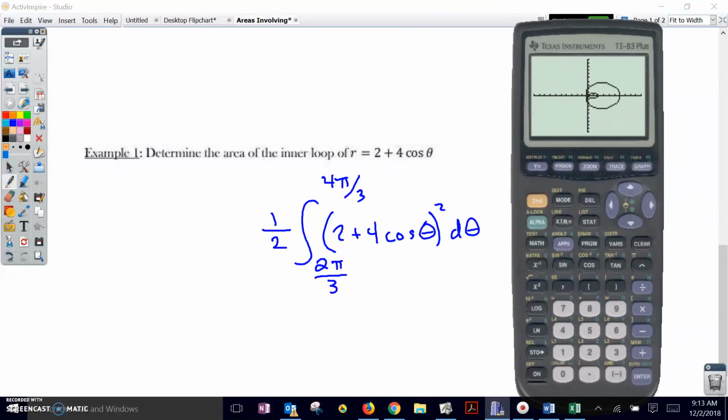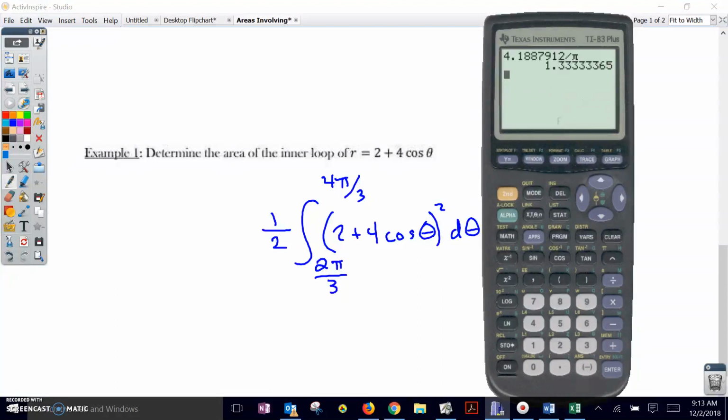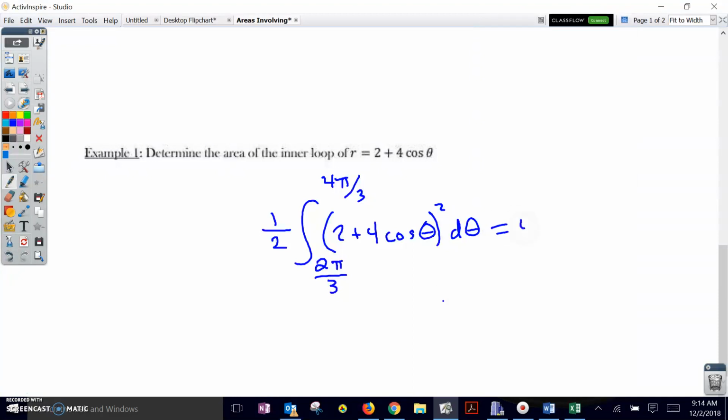Okay, now we have our integral set up. So in order to find the area inside this inner loop, I'm just going to go ahead and integrate this. So the integral of the quantity 2 plus 4 cosine of theta, quantity squared, with respect to theta, from 2 pi over 3 to 4 pi over 3. And we get 4.348 for the area inside of that inner loop.